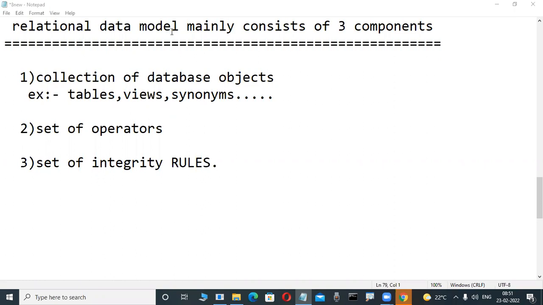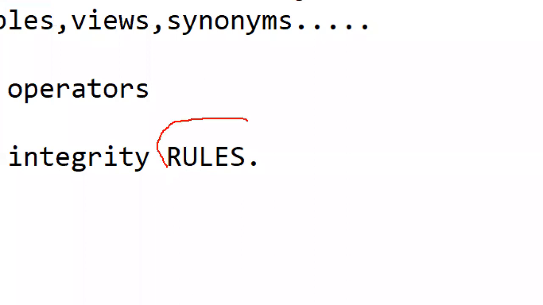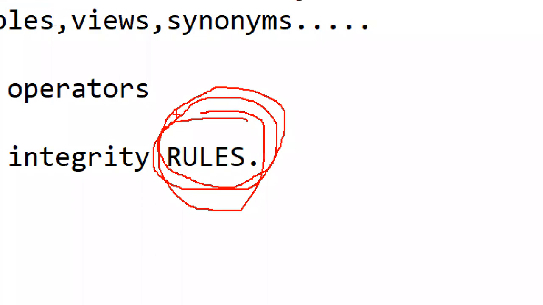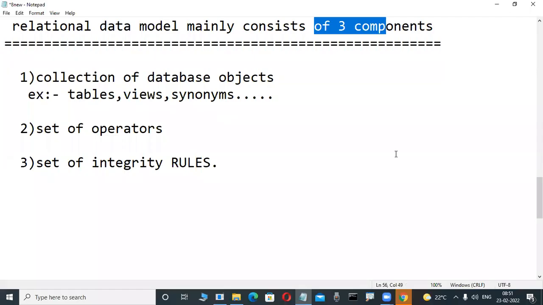That's why the relational data model mainly consists of 3 components also. Yes, here these products work based on what? A set of rules. These rules we are learning in our course practically, don't worry. Really a set of rules, okay, fine. Yes, I am asking about a small thing only.